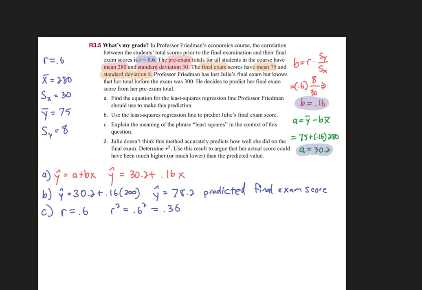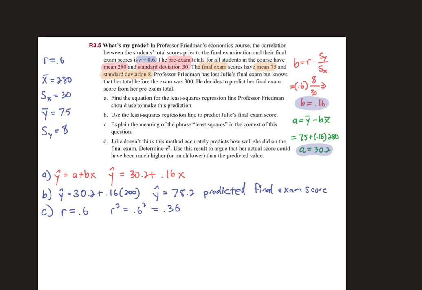So that means not much of the variability. There's variability with the Y values. Her predicted final exam score is not very correlated, right? R squared is just 0.36, so it's not highly correlated to her or really the students in this class. Their final exam scores aren't highly correlated to their pre-exam scores.